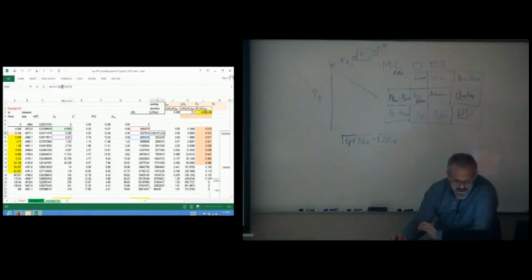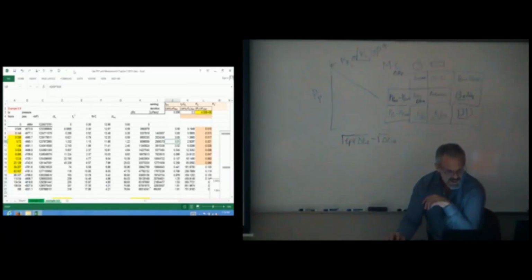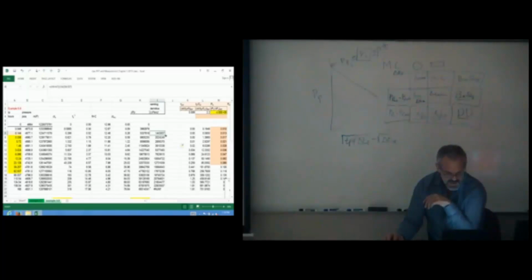I think I might be okay. Let's try something here. Instead of using delta t, let's use my effective time that's based on linear. But you know what? I want to look at them both. I want a comparison. I'm going to add a column. I am going to copy this over. It's going to be all messed up.